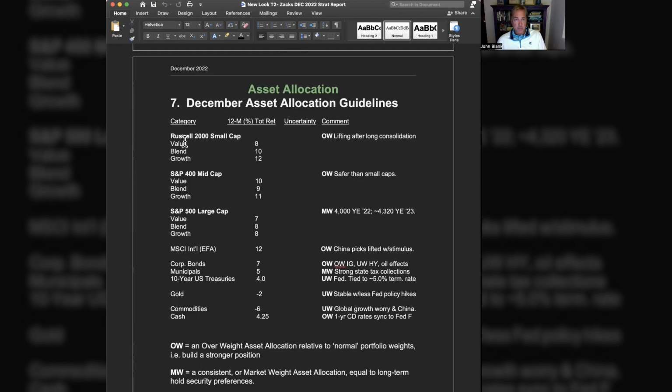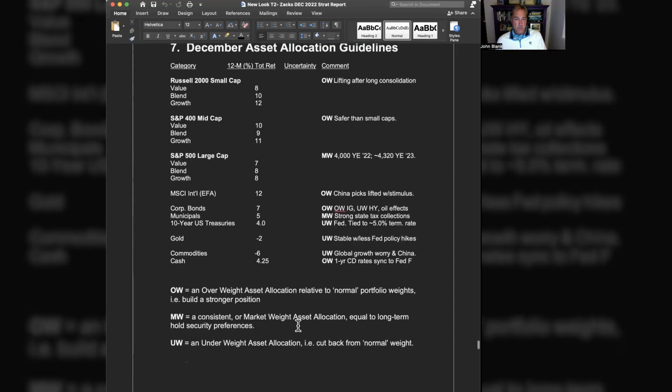Here's the different sections and styles of the major classes: international, bonds, gold, commodities, and cash. Again, here is giving you my stories of what an overweight, market weight, and underweight is. That ties you over to here. So this is one of the benchmark tables that's going to work together.